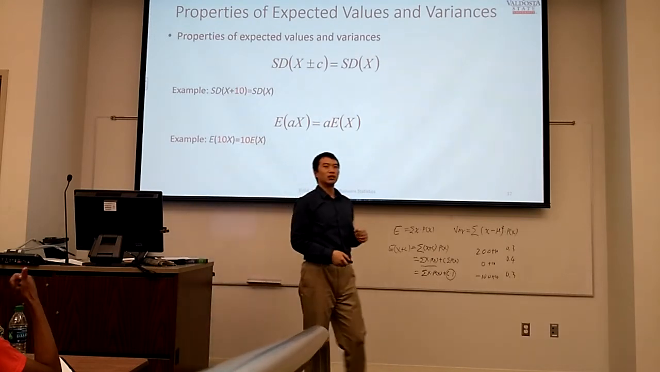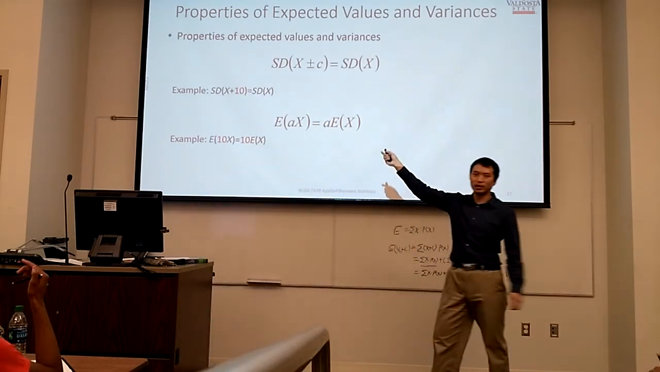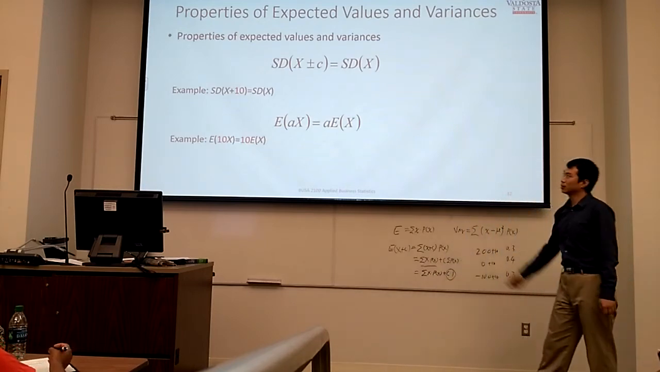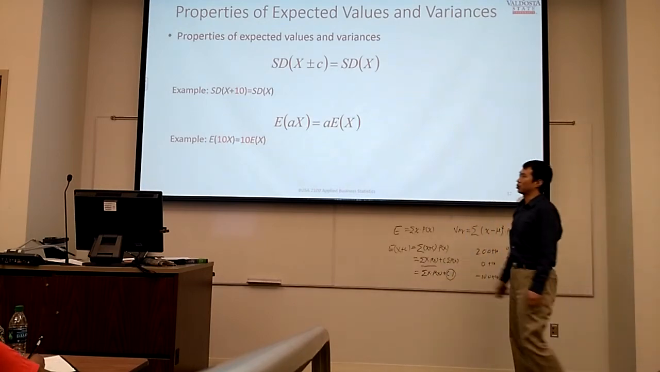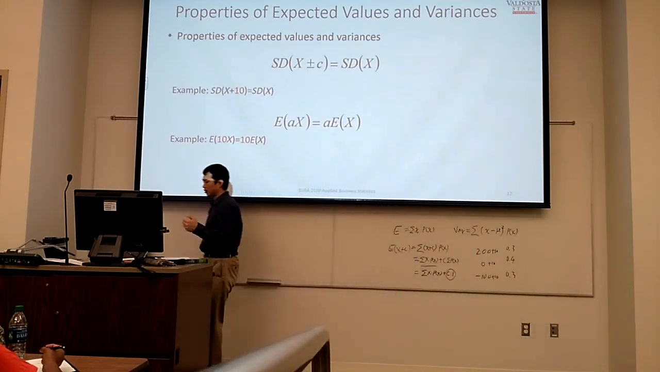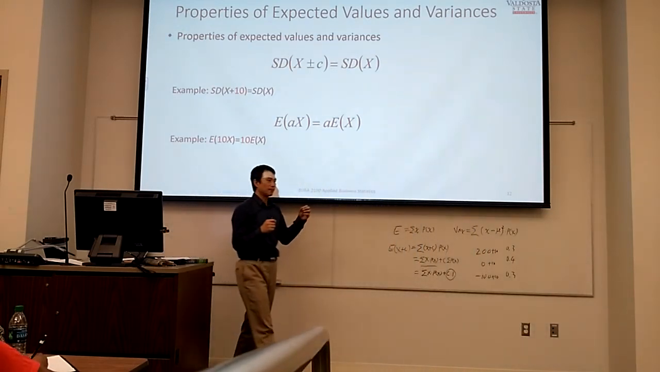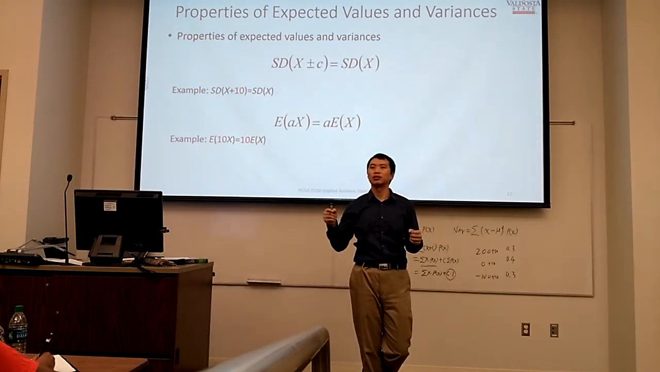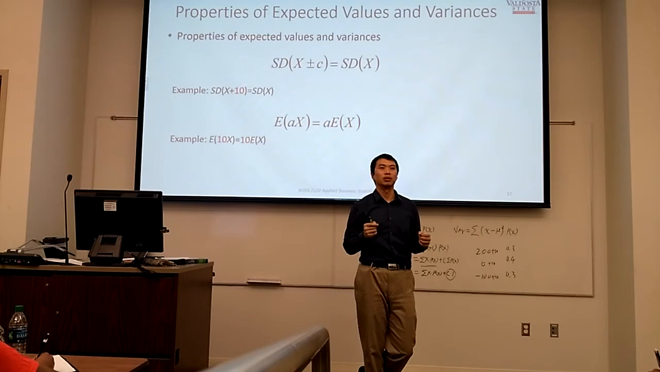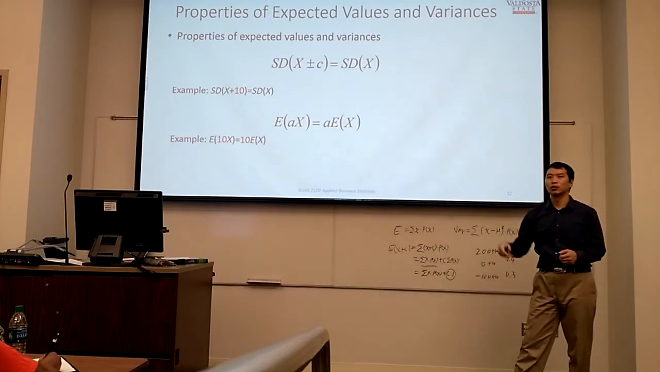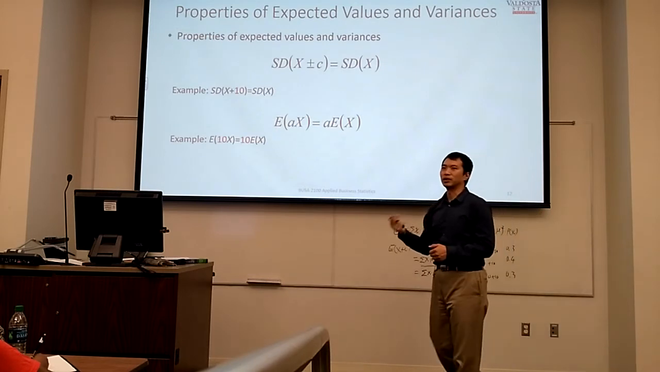So for the standard deviation, it's the same as the variance. We have this expression. Those are the three cases where we add or subtract a constant to the random variable. Then we know what the expected value, the variance, or the standard deviation would be.